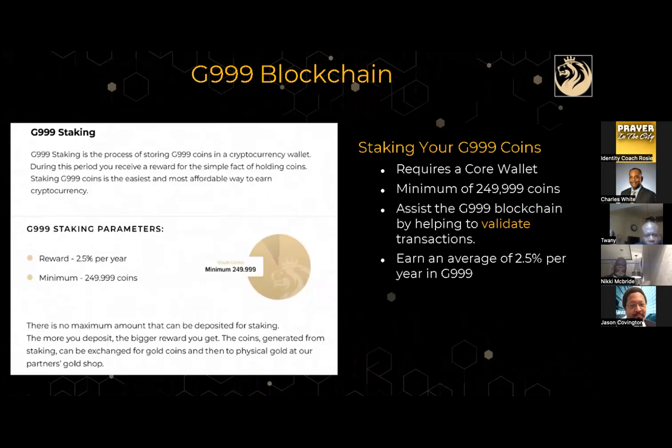You can use that Core Wallet first and foremost to stake your G999 coins. Now, what does staking even mean? Well, I told you, staking validates transactions on our blockchain. They are crucial to the operation of our blockchain. The more staking wallets in operation, the faster every transaction goes through. But these staking wallets require a Core Wallet to be downloaded and installed on your computer. To activate staking, you must have at least 249,999 coins to activate staking.